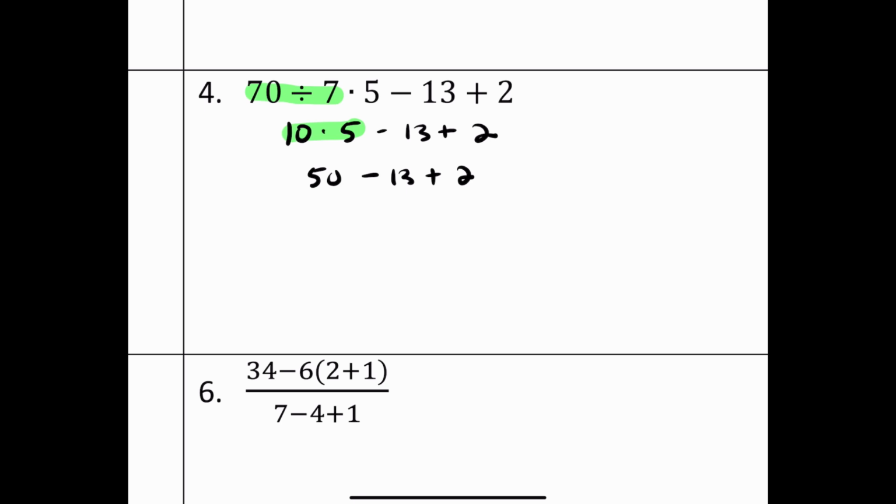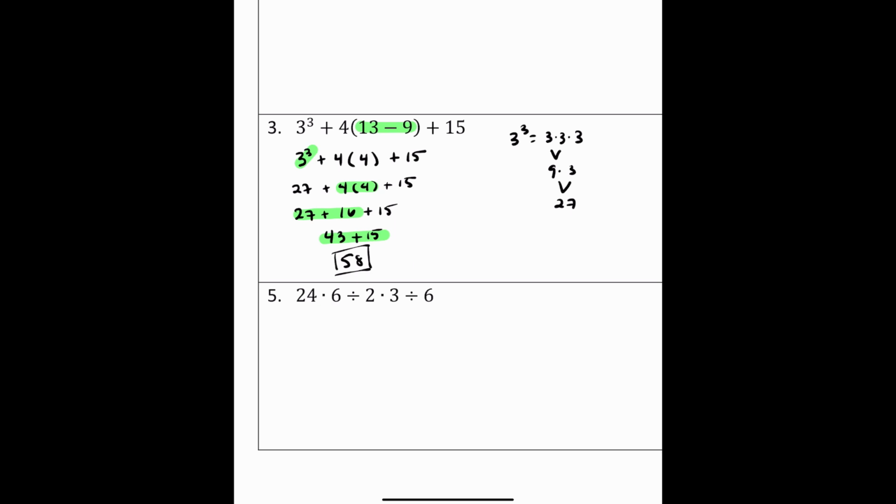And 50 minus 13 is 37. So 37 plus 2. Now I'm going to add, and therefore I get 39 as my answer.